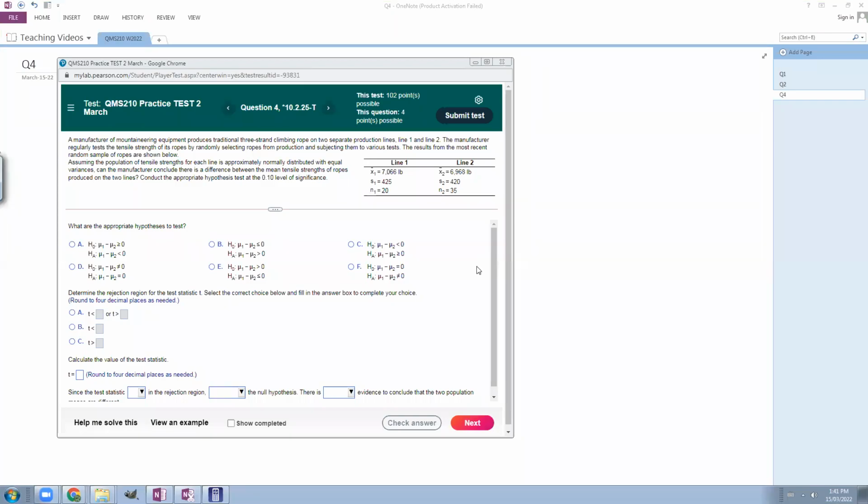Question 4. We can see that this one is our first long question with a bunch of parts. We're going to do the full hypothesis test for this question. So let's get to it.